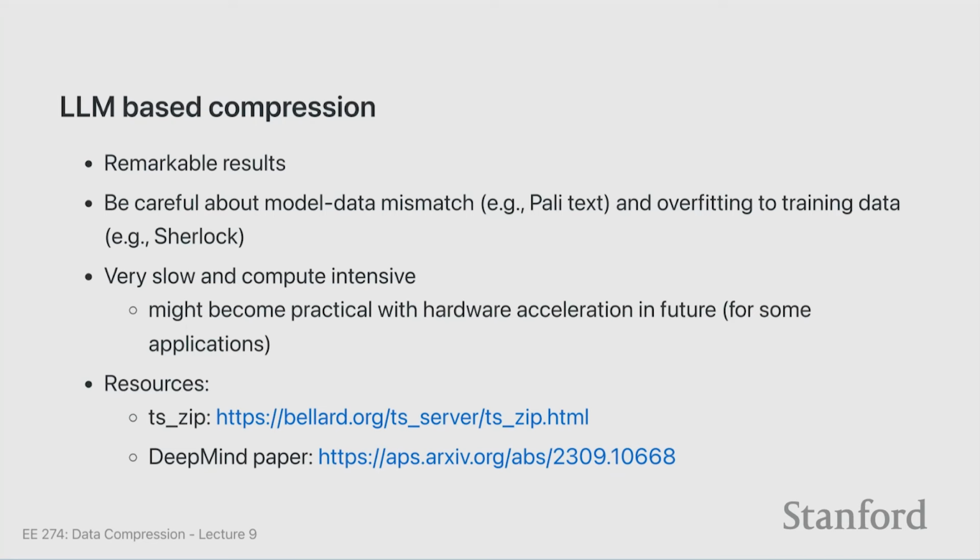Okay, so next lecture we'll do LZ77, and depending on time, end with some practical aspects about lossless compression.